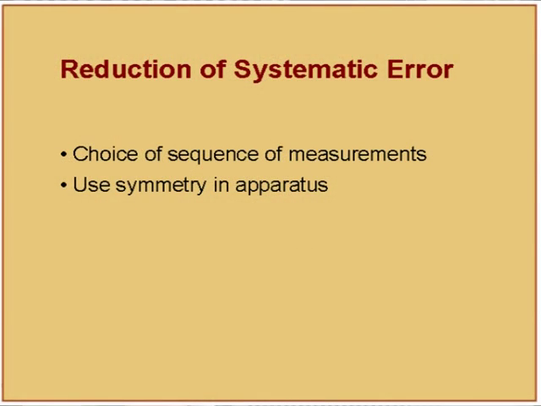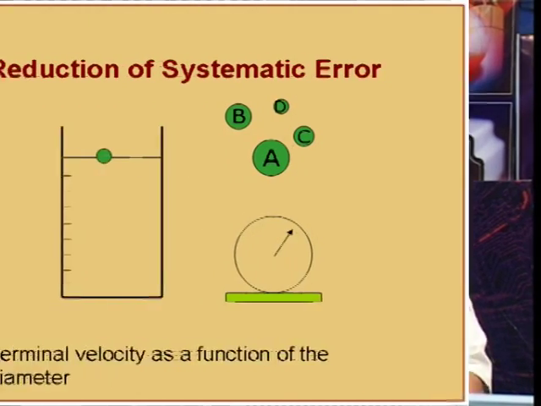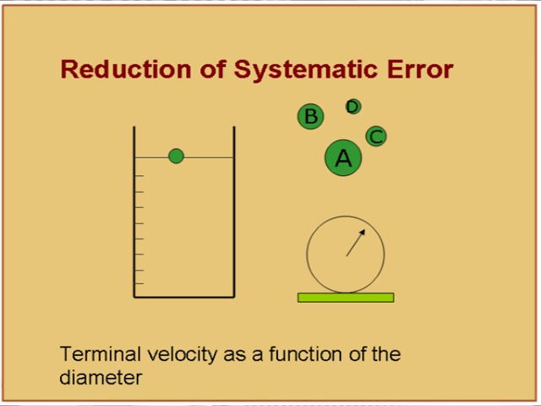So the first method here is choice of sequence of measurements. Now when you are taking a number of readings, one should consider how your result will be affected by the sequence in which you make the readings. Let us consider an example. Let us take the experiment of terminal velocity as a function of the diameter. We want to measure the terminal velocity of the ball as a function of diameter.